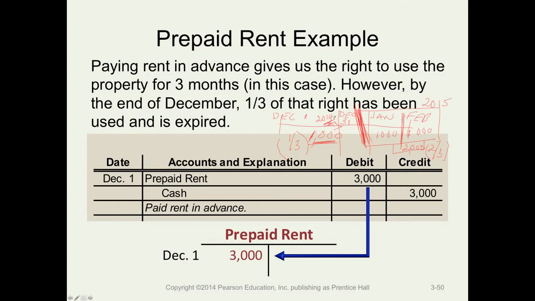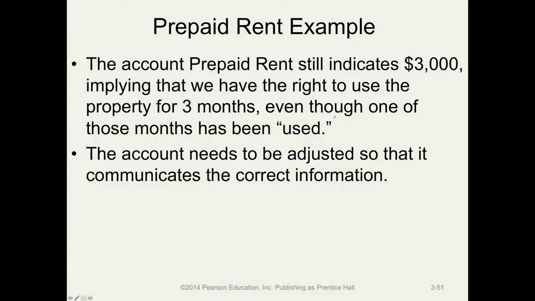So how much of the asset remains? $2,000. How much of the asset is used? $1,000. Now on the unadjusted trial balance, you're still going to see $3,000 of the asset. If you go back to the previous slides, you're going to see that the unadjusted trial balance has prepaid insurance of $3,000. Now that means that we have the right to insurance coverage, or if it's prepaid rent, you have the right for occupancy for those 3 months.